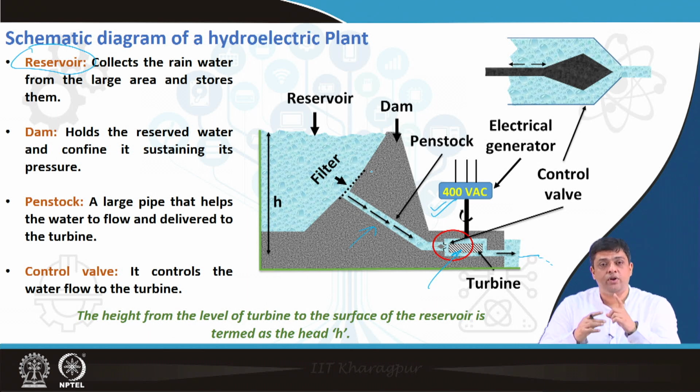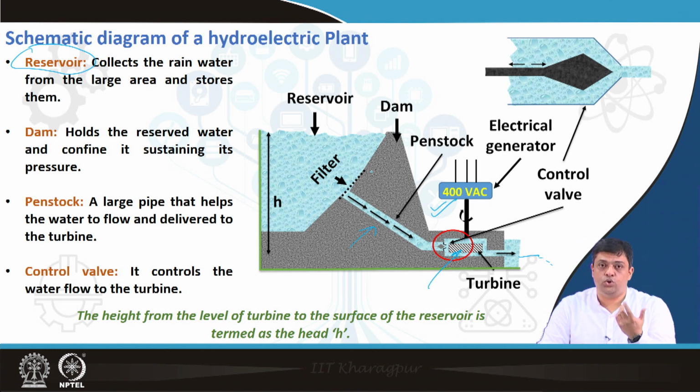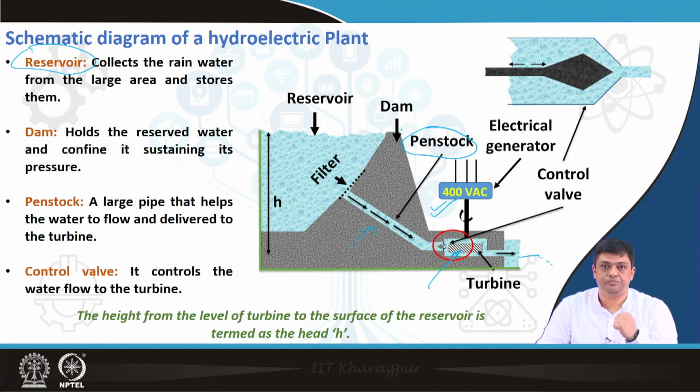What was the concept of the hydroelectric power? You have to send the water from a height to a lower height. So, I should give it a path, and that path is called the penstock. It is basically a tunnel or a large pipe that helps the water to flow downwards and deliver this water for interaction with the turbine blades.